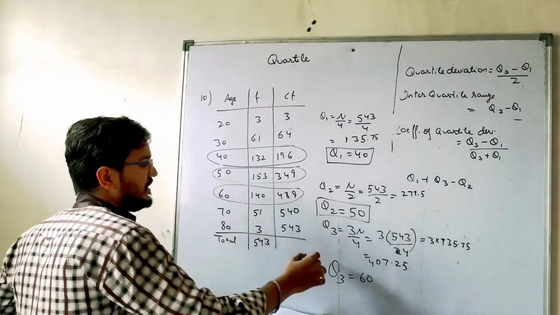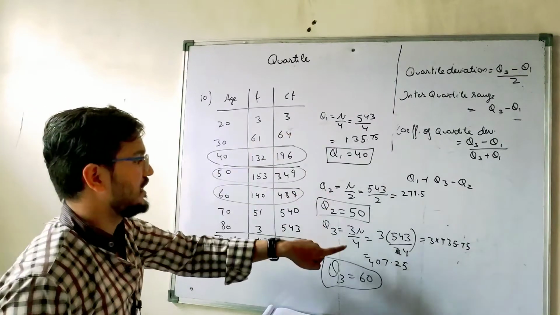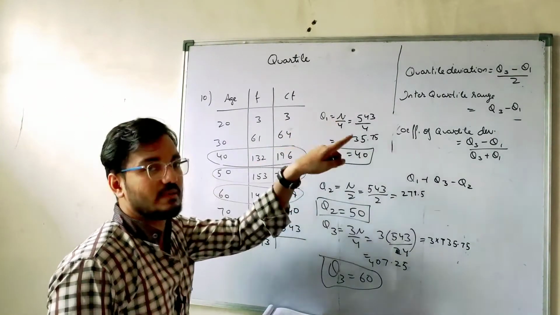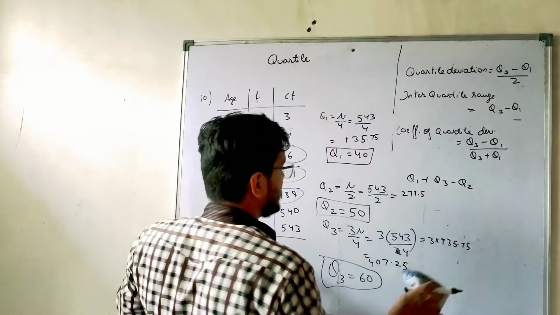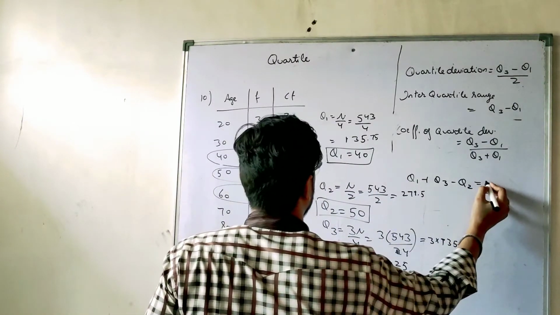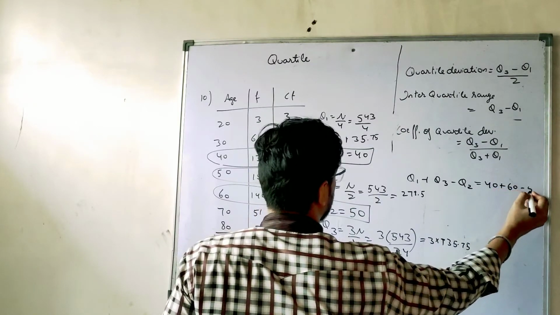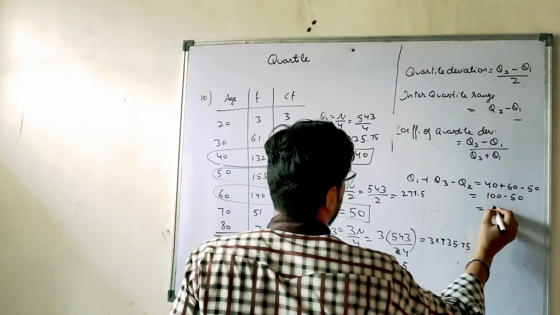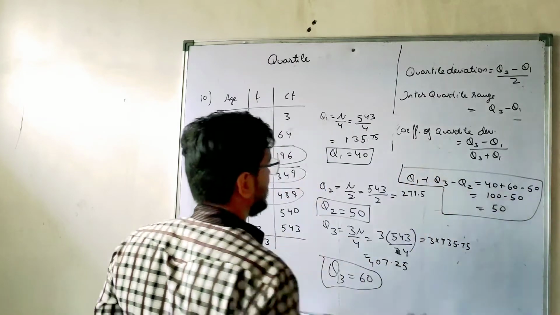So simply we determined Q1, Q2, Q3 by n by 4, n by 2, 3n by 4. Q3 formula is 3n by 4, Q1 formula is n by 4, and Q2 is n by 2. Simple. Now put the value into this. So this will be equal to Q1 is 40 plus Q3 is 60 minus Q2 is 50. So 100 minus 50 is 50. So this is our answer, final answer, right?